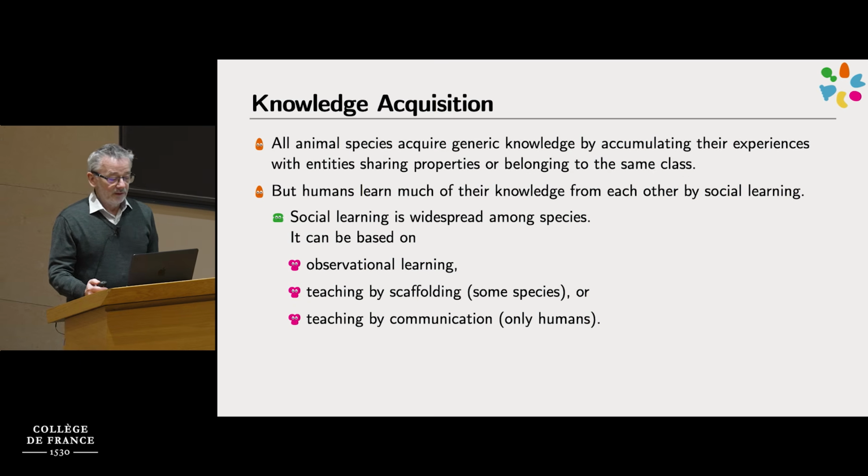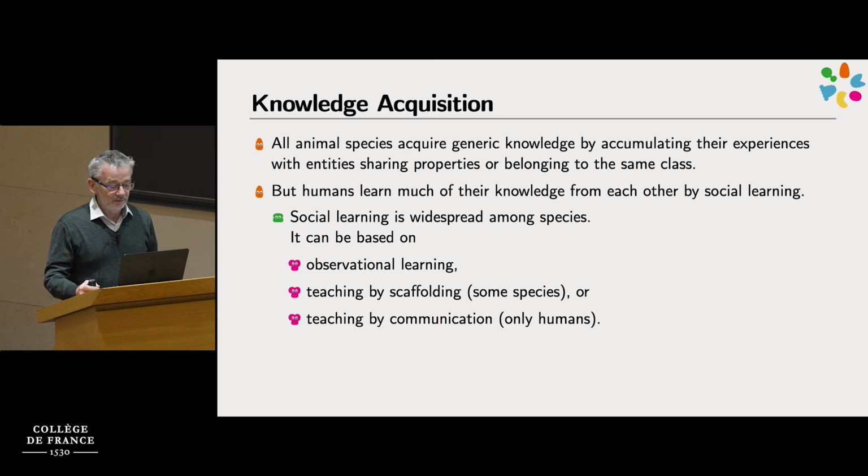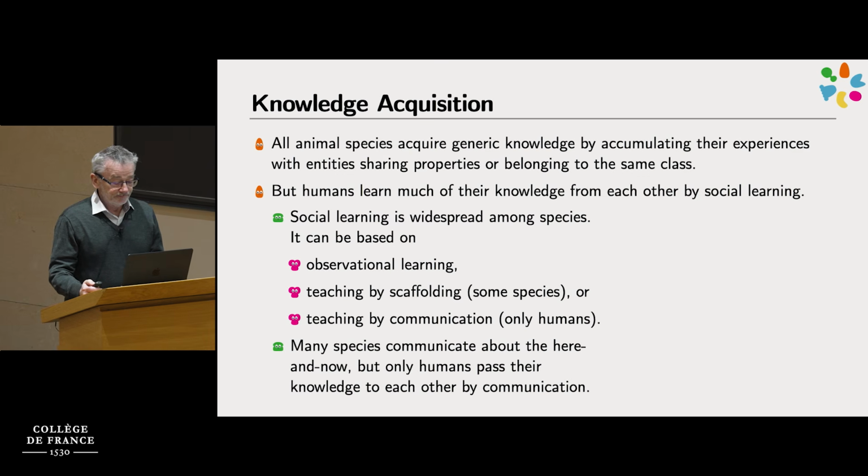Social learning is also widespread among many species. It can be based on pure observational learning. They observe each other, how they behave, what they do. It could be done by activities from the source of the knowledge. In terms of teaching, in some species, it's primarily scaffolding, changing the environment of the learner in order to facilitate the learning. And also teaching by communication, which I think is specific to humans. Also, many species communicate about various kinds of things, mainly about the here and now. But only humans are the ones who pass their knowledge to each other by communication.